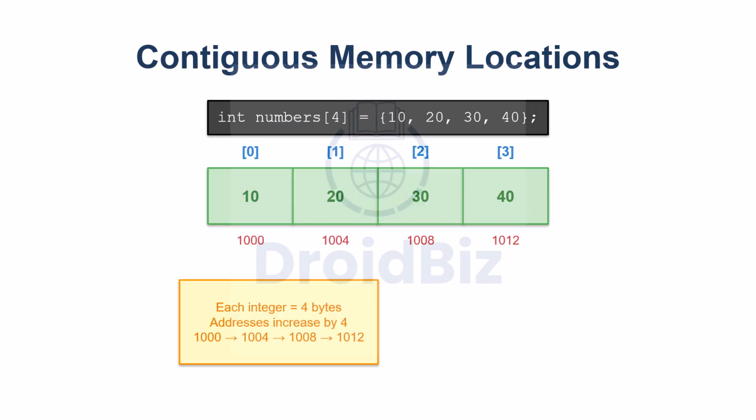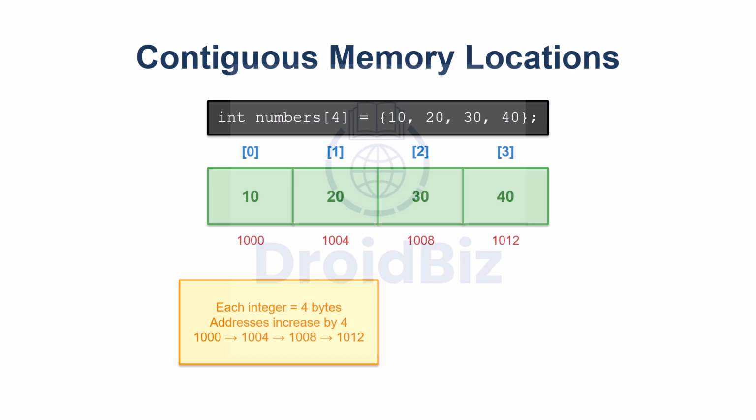Now let's dive deeper into what contiguous memory locations actually means at the technical level. Here we have an array declaration, int numbers with 4 elements containing the values 10, 20, 30, and 40. When we say arrays use contiguous memory, we mean there are no gaps between the elements in memory. Let's see exactly how this works.